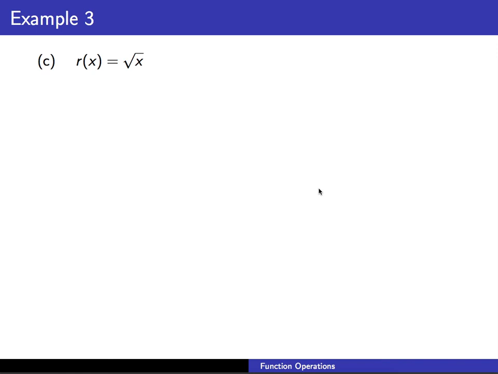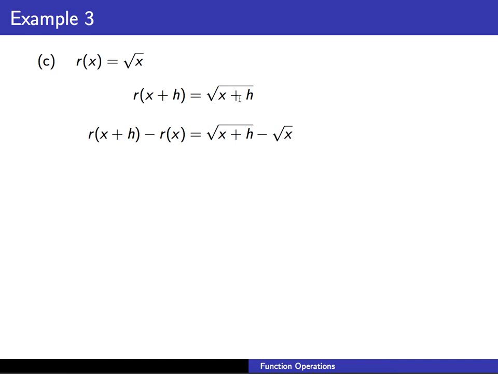We have r of x is the square root of x. So first let's evaluate: r of x plus h is just going to be the square root of x plus h. That's pretty simple. Subtracting the original function, we get the square root of x plus h minus the square root of x. So not bad. Then we're going to divide that by h.